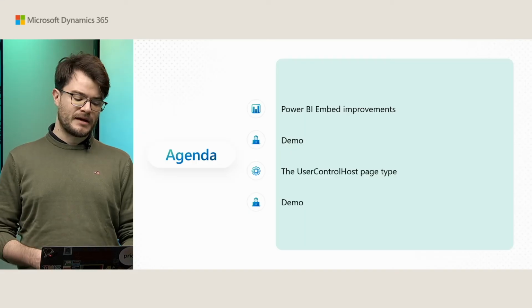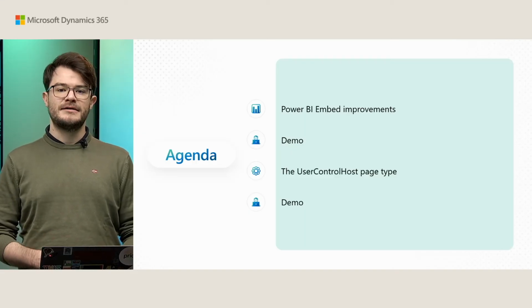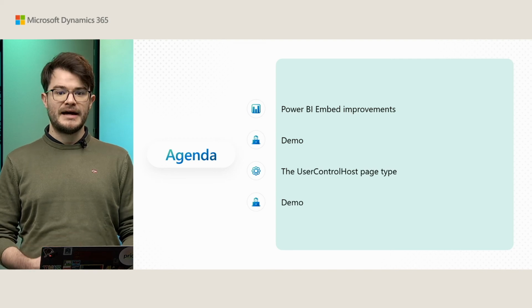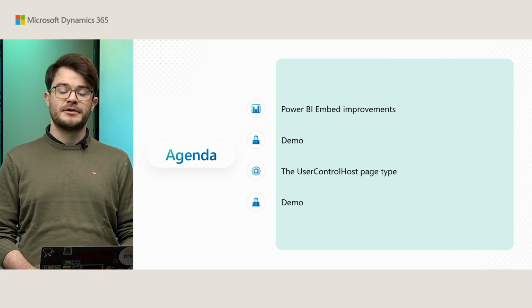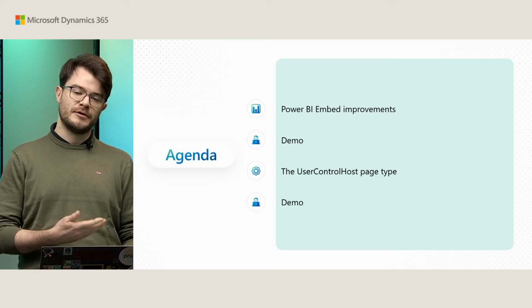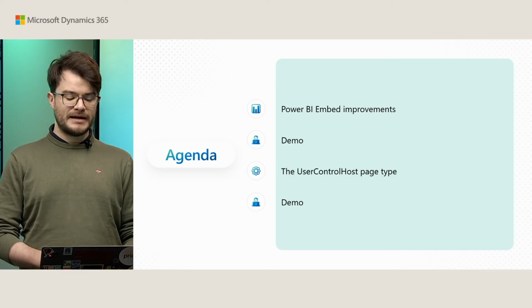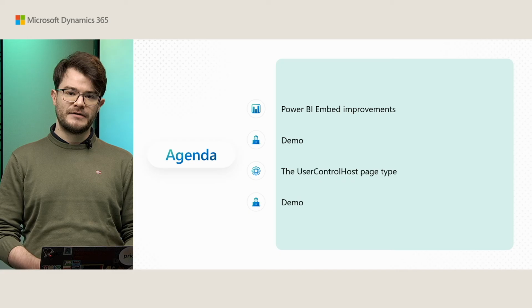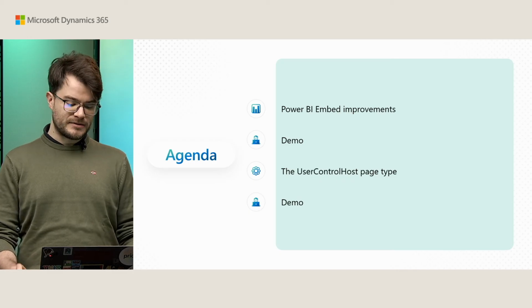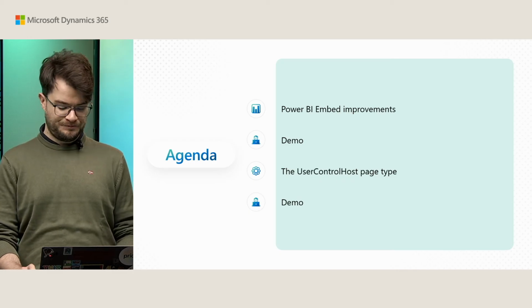So my presentation is structured in two parts. I'll start by talking to you about what we did as new improvements for the Power BI embed experience. And then I'll show you a short demo on how it looks versus what it looked like in the previous versions. And then I will go on to talk about the user control host page type, which is a new feature we have introduced in the latest Business Central 2025 release wave 1.